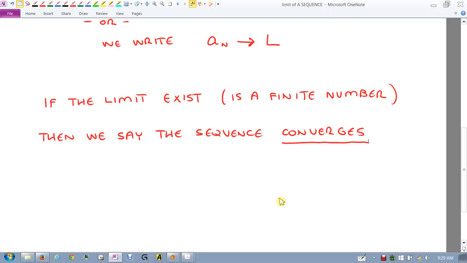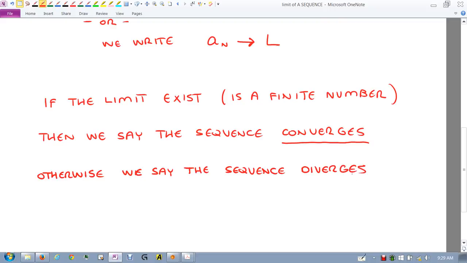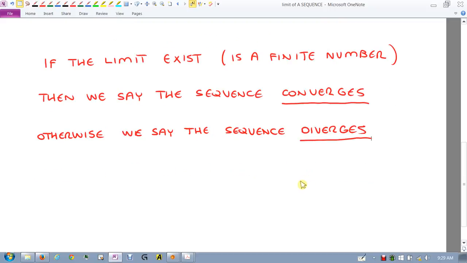If the limit doesn't exist, what are we going to say? Otherwise, we say the sequence diverges. All right? So what we're going to do for quite a few problems now is take a look at some sequences. We're going to try and figure out if they converge or diverge. That's what we're going to do.